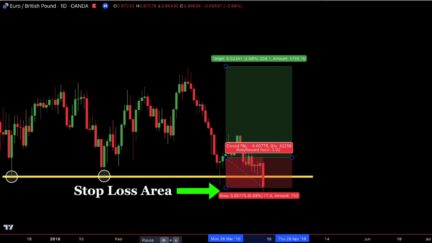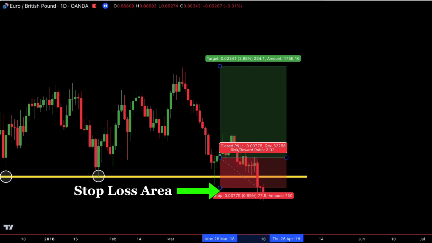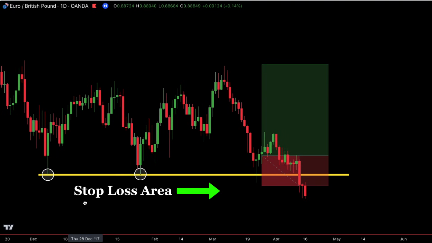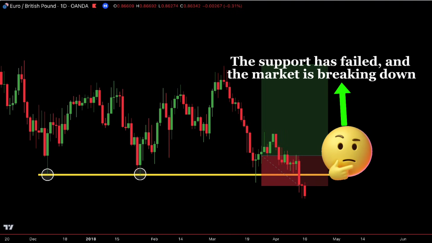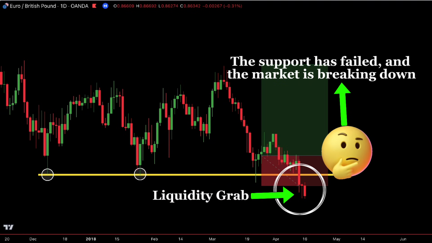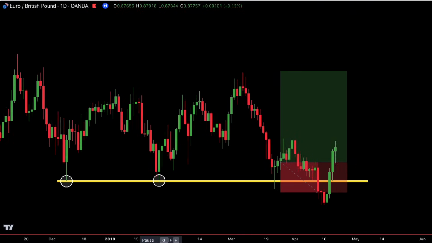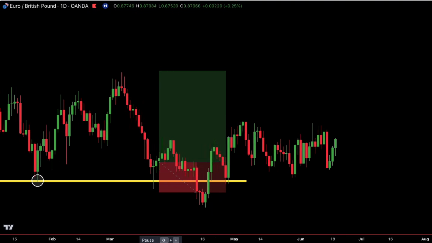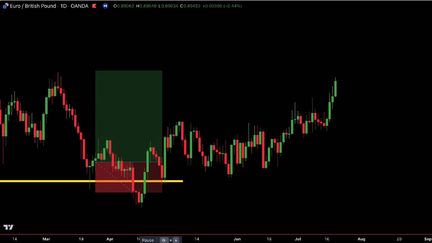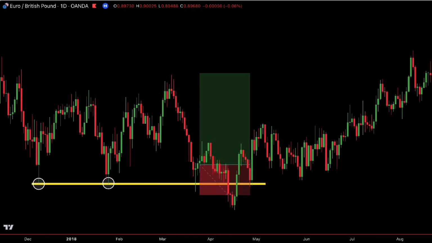They know retail traders cluster their stop losses just below it, creating a liquidity pool. The price suddenly breaks below the support level, triggering your stop loss. You assume the support has failed and the market is breaking down. But in reality, it's a liquidity grab. Market makers use the liquidity from your stop losses to buy at a discount and fill their positions. Then the price reverses sharply and moves higher, just as you originally expected, but now you're out of the trade and the market makers have capitalized on your loss.